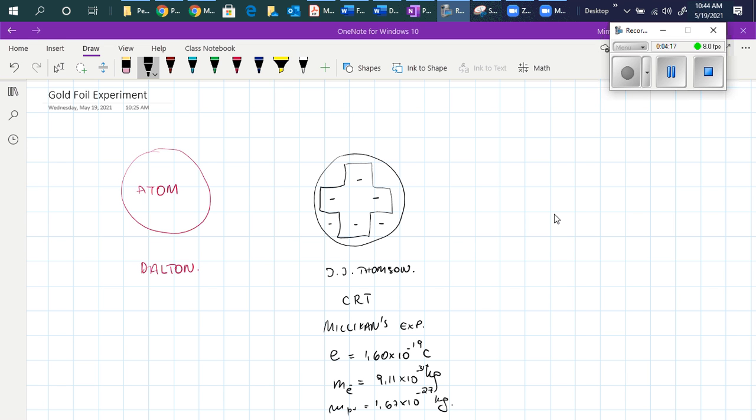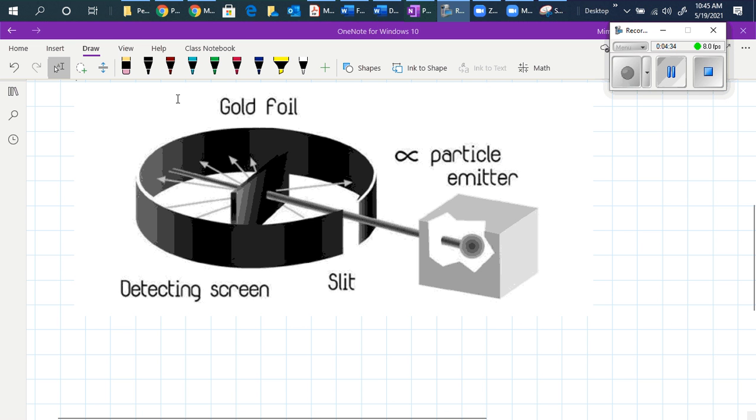As a result of this, he designed what is known as the gold foil experiment. We'll bring a picture of it here and then explain. This is a picture of the experiment that is now known as the gold foil experiment. In this experiment, gold foil was used because it could be pounded down to a layer only a few atoms thick. So it's very malleable.